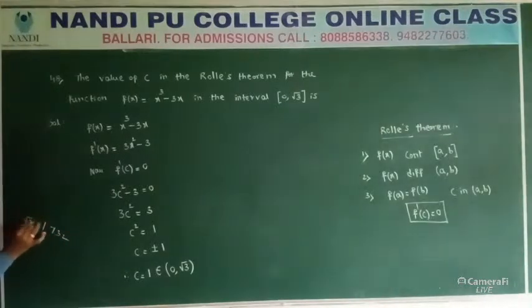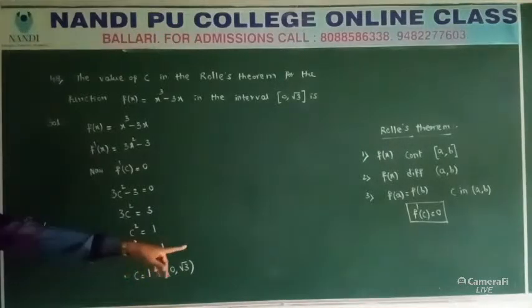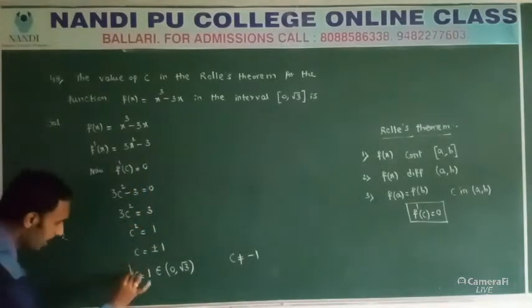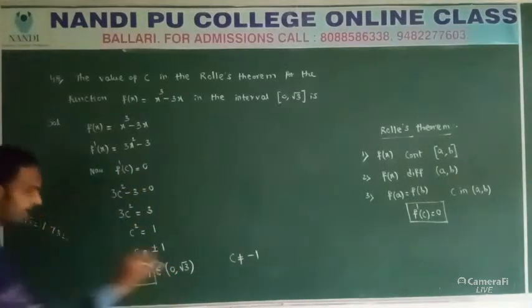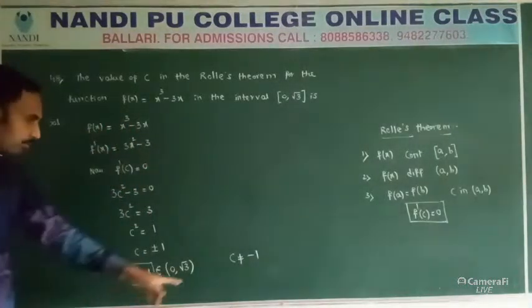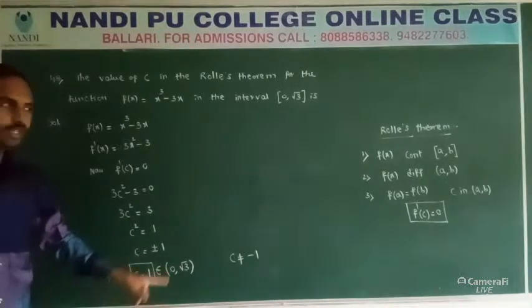1.732. So 1 belongs to that interval, but minus 1 does not belong to the given interval. Here C is not equal to minus 1. So the value of C is 1. In the options, 1 is there, minus 1 is also there, but minus 1 does not belong to this interval. Okay, write it.